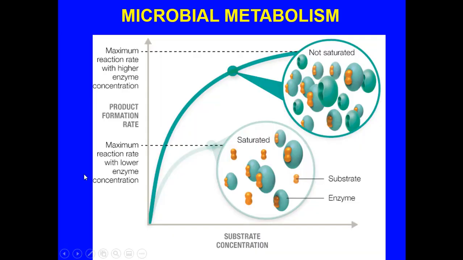Okay. Here is an example, substrate concentration and product formation rate. Maximum reaction rate with lower enzyme concentration: the lower the enzyme, the smaller the number of active sites, and so you're going to get this saturation here. If you up the amount of enzyme present, you can go much higher in the maximum reaction rate because you have more of these active sites present due to the presence of a greater number of enzyme molecules present.